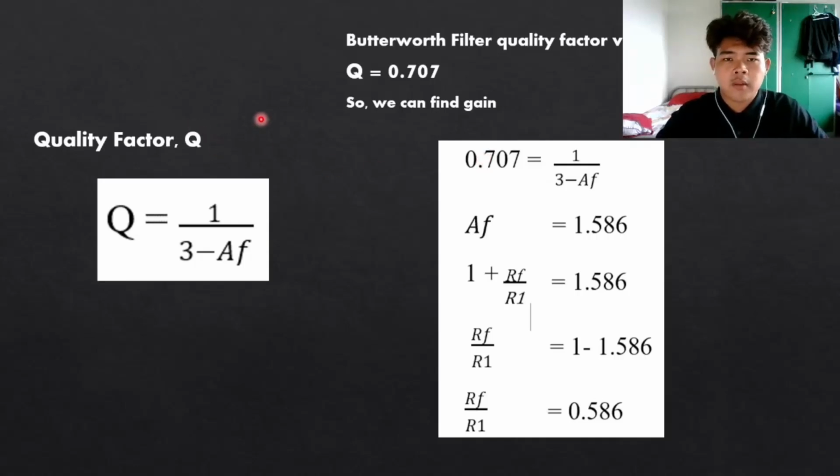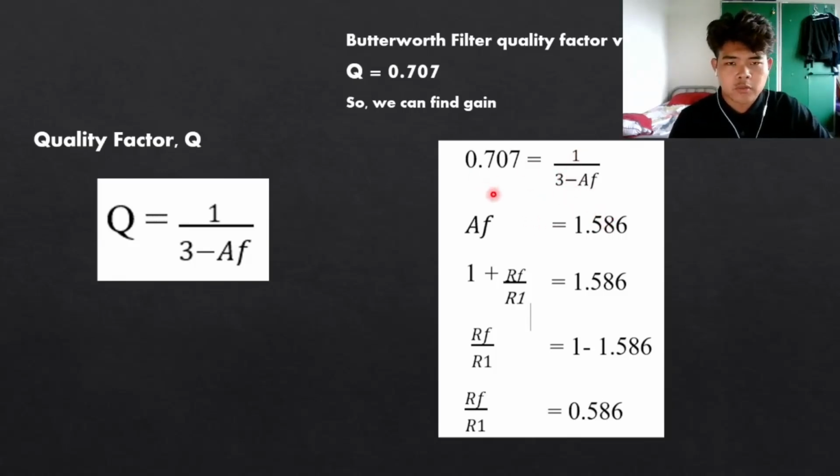From the Butterworth filter value, we know that the quality factor is always 0.707, and as you can see, Q equals 0.707. The quality factor Q equals 1 over 3 minus AF. From here, we can find the gain. The given value for the Butterworth filter, 0.707, we equate to the quality factor formula. So 0.707 equals 1 over 3 minus AF. And by using simple mathematical steps, we move things around.